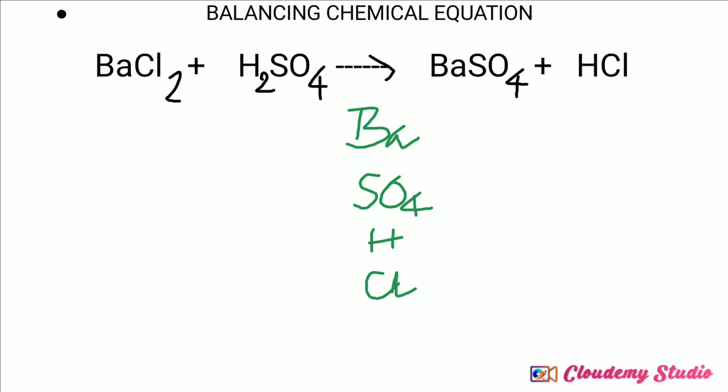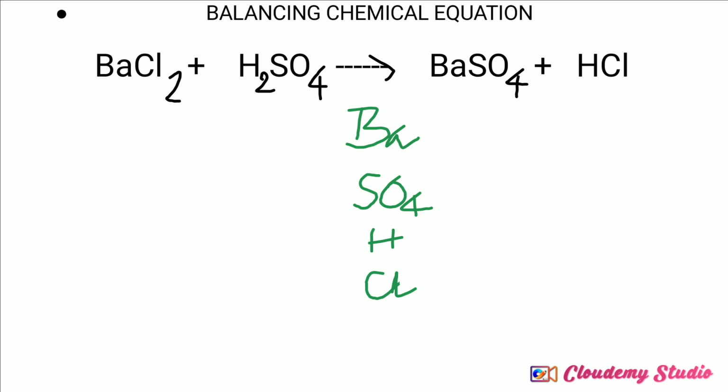Hi friends, let's balance one more equation. This equation is for the reaction between barium chloride and sulfuric acid to form barium sulfate and hydrochloric acid. I have noted down the atoms present on the reactants as well as the products. They are barium, sulfate radical, hydrogen, chlorine.